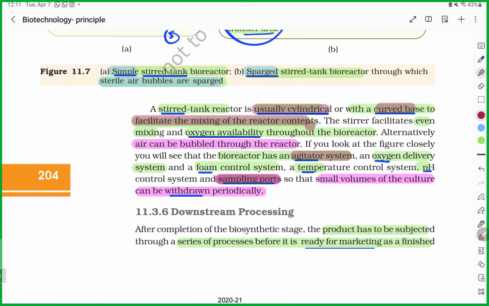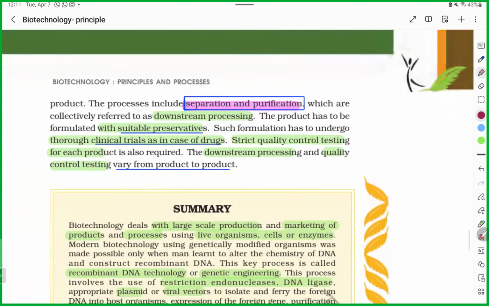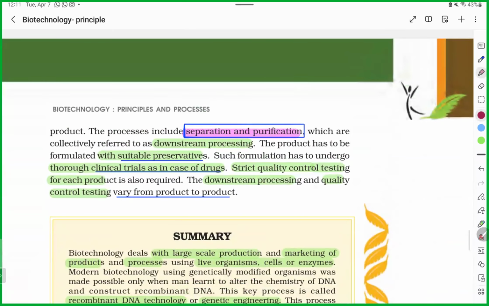Downstream process. Once everything is done, we have to get the product. We have to pack the product properly so we can do the marketing. We have to give a finished product. So that is the downstream process: separation of the final product, purification of the final product, and packaging of the final product. Correct? Separation and purification. Sometimes we can add a proper preservative in the product if needed.